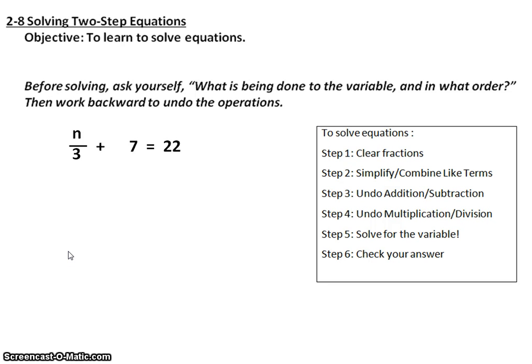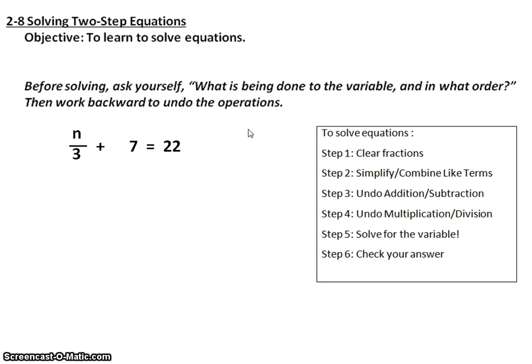Chapter 2, Section 8, Solving Two-Step Equations. The objective of this lesson is to solve equations. Before solving, ask yourself, what is being done to the variable and in what order? Then work backwards to undo the operations.